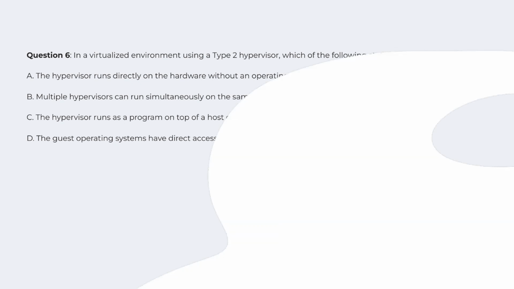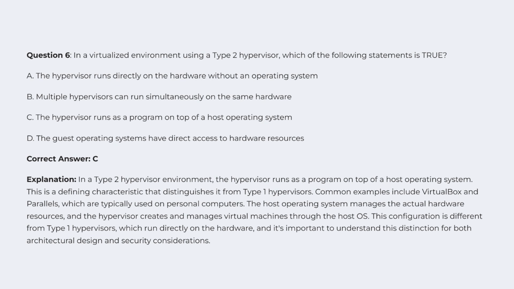Correct answer, C. Explanation. In a Type 2 hypervisor environment, the hypervisor runs as a program on top of a host operating system. This is a defining characteristic that distinguishes it from Type 1 hypervisors. Common examples include VirtualBox and Parallels, which are typically used on personal computers. The host operating system manages the actual hardware resources, and the hypervisor creates and manages virtual machines through the host OS. This configuration is different from Type 1 hypervisors, which run directly on the hardware, and it's important to understand this distinction for both architectural design and security considerations.